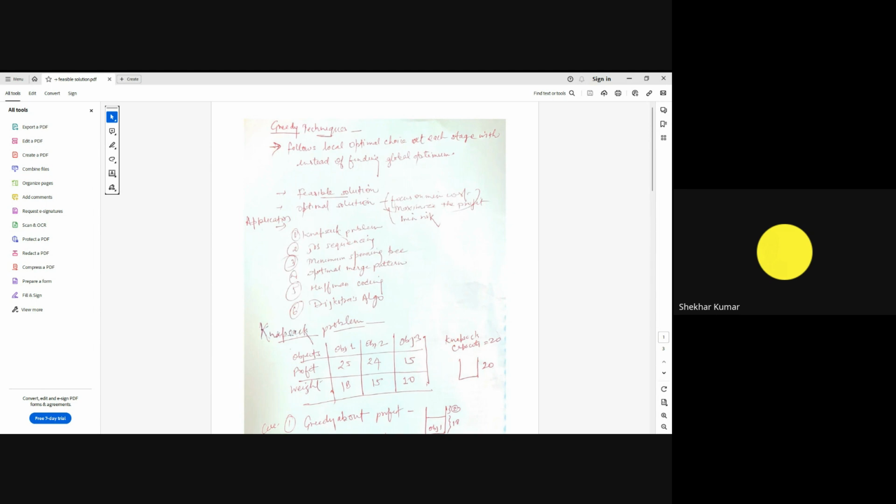The basic approaches to solve the problem are: the first approach is to select the item based on maximum profit, the item must have the maximum profit. The second approach is to select the item based on minimum weight. The third is to calculate the ratio of profit and weight. We will discuss it through an example.